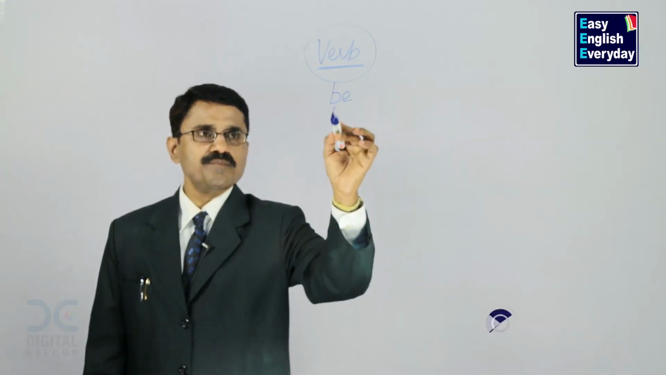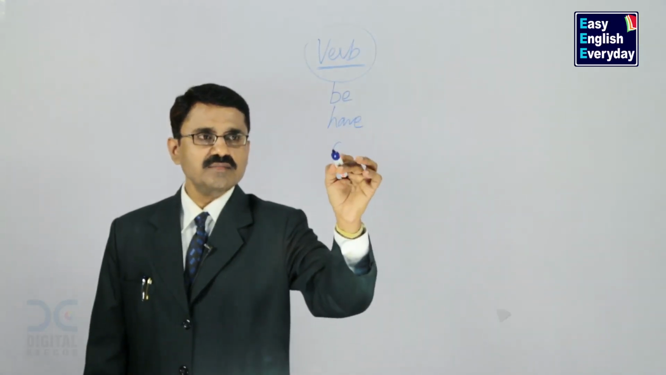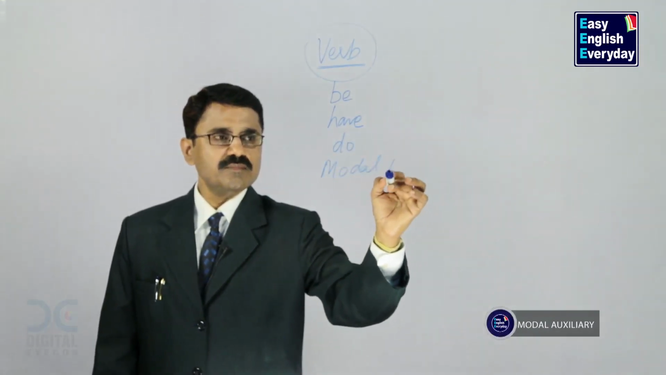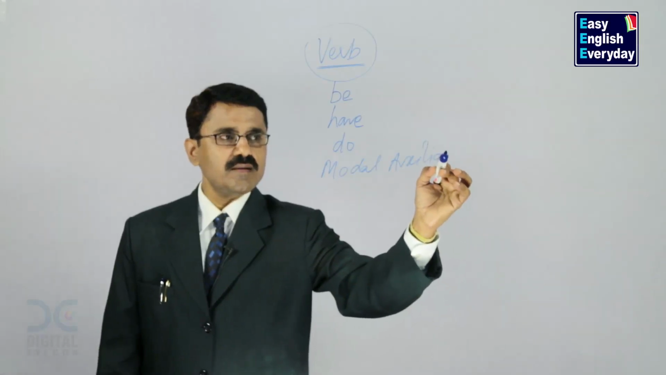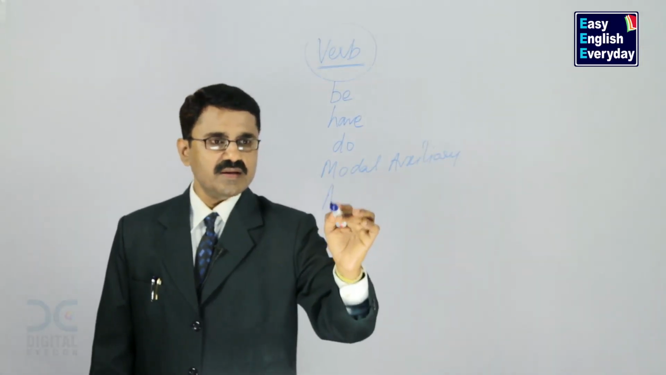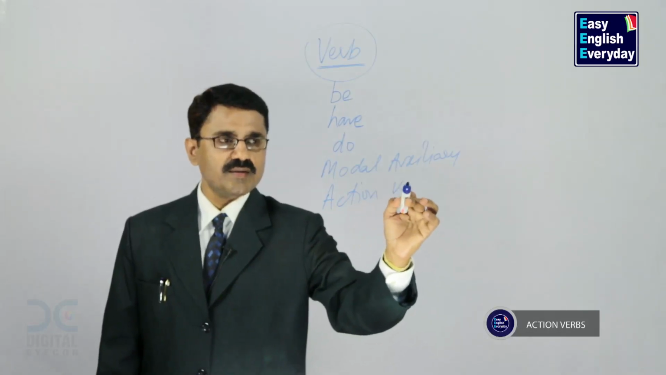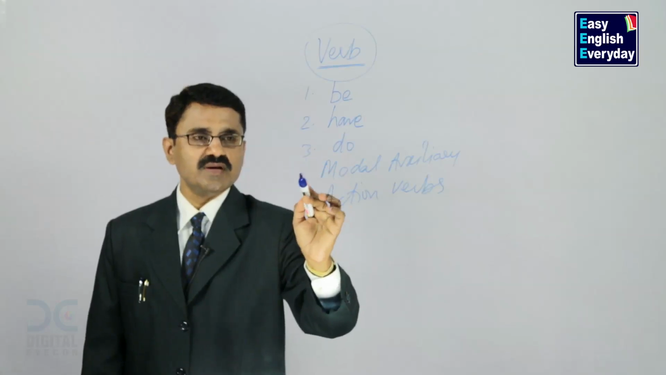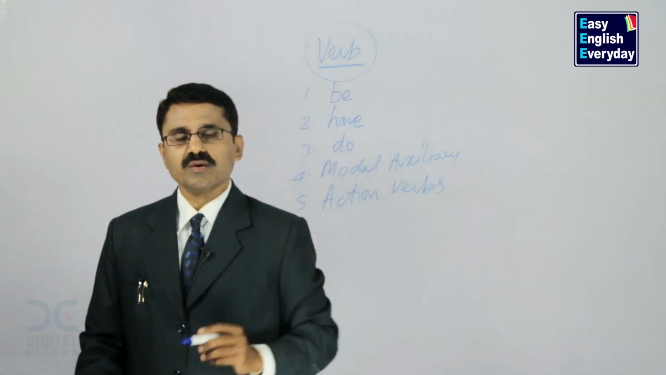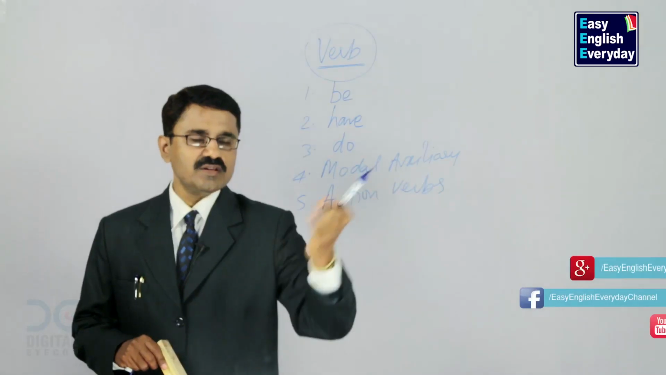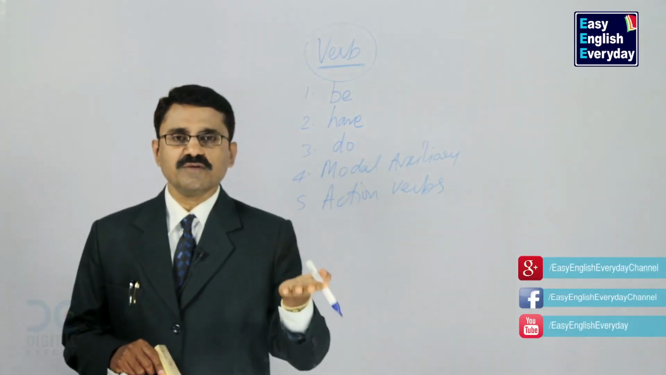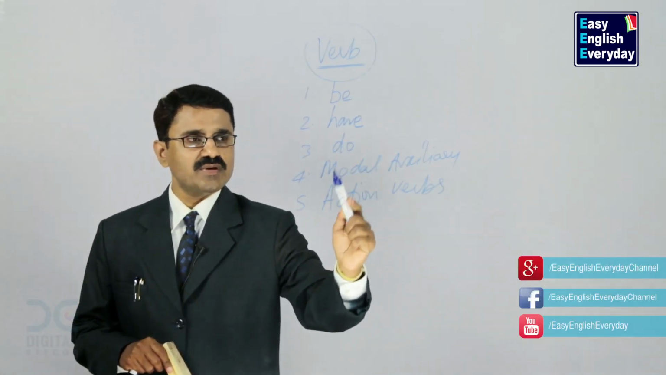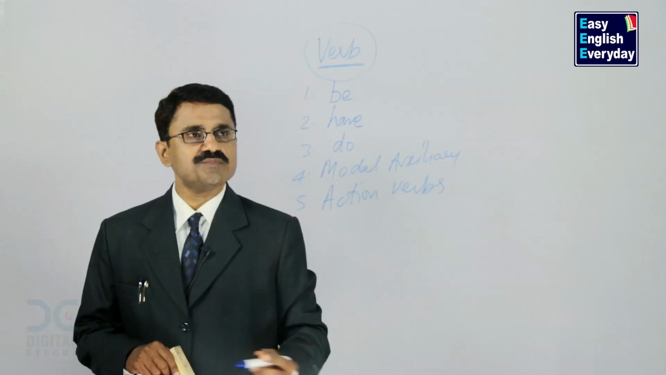Be family, have family, do family, then model auxiliary family, then action verbs family. These are the 5 most powerful families in English language. In fact, we can call them the 5 pillars of English language: be family, have family, do family, model auxiliary and action verbs.